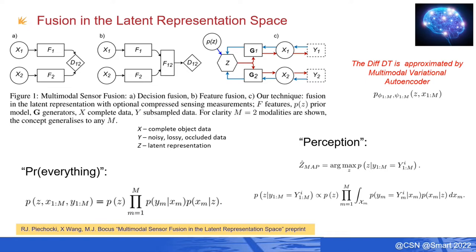Anyhow, what I have here is two classical approaches to sensor fusion, and a third one that is inspired by the Bayesian brain hypothesis, which is our work. Let me discuss the first one. Option A is called decision fusion. Imagine X1 and X2 are the data coming from each modality. This may be a camera, this may be radar, or whatever you want. Maybe sound and vision, both being emitted from the same object.